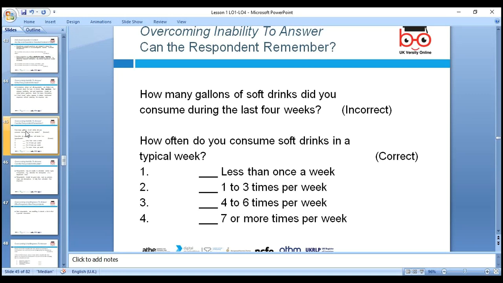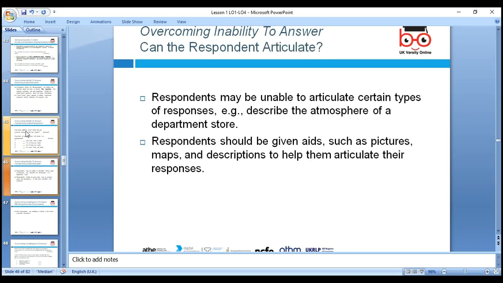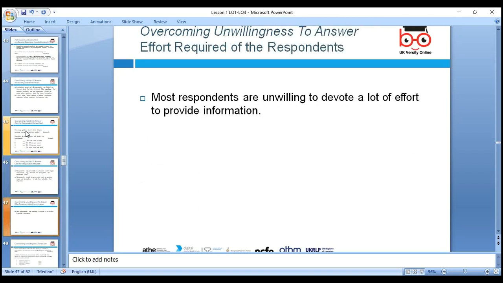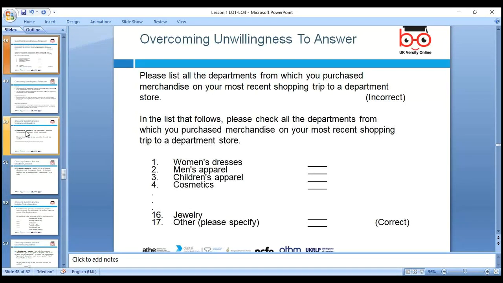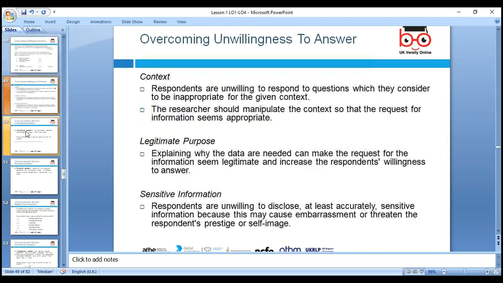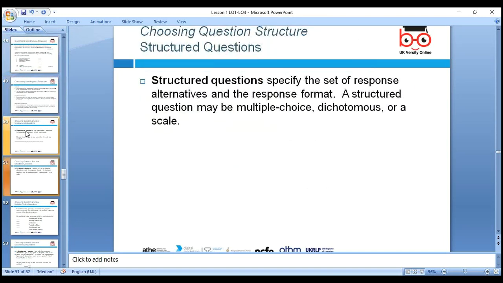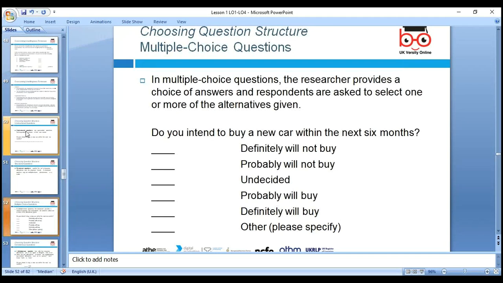So now we are giving options, so people can pick which one applies to them. Then you will see the question in the list of the following: please check all departments in which you purchased merchandise on your most recent shopping trip. We're looking at what you bought, and you can pick from the options we give to the respondent.